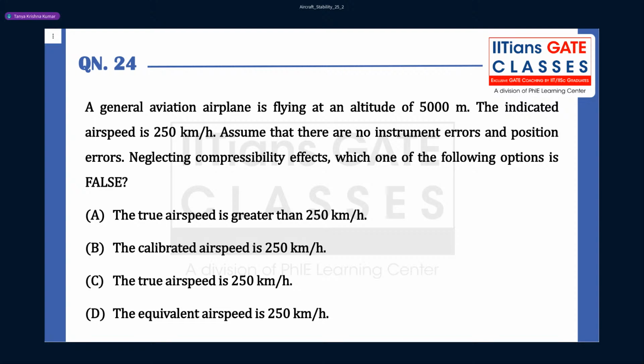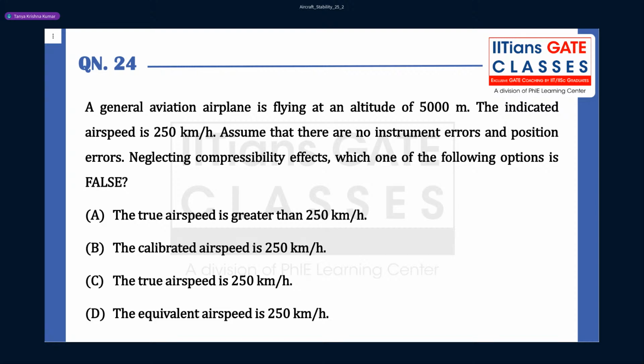A general aviation airplane is flying at an altitude of 5,000 meters. The indicated airspeed is 250 km per hour. Assume that there are no instrument errors and no position errors, and assume that we are neglecting the compressibility effects. Which of the following options is false?